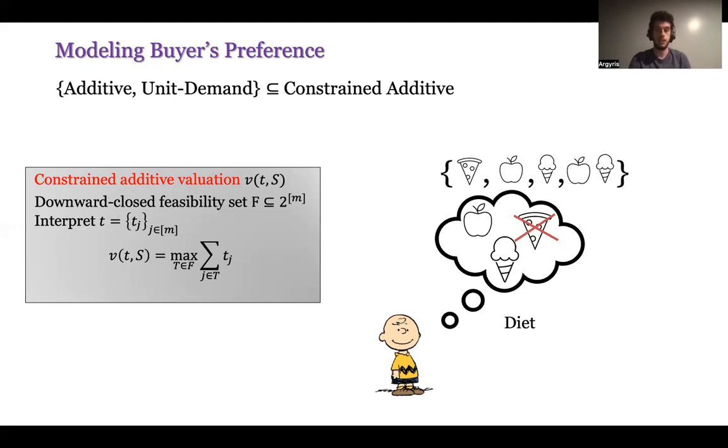High-level speaking, if a buyer's valuation is constrained additive, it is additive over constraints over downwards closed visibility sets. For example, if you're on a diet, your set of visibility constraints is any combination of foods with 2,000 calories or less. You just want to maximize your happiness factor from eating with respect to your calorie budget.